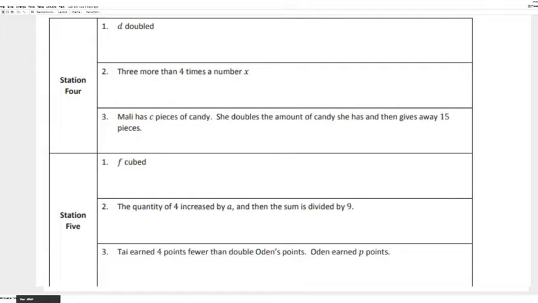All right, welcome back. Hopefully you gave these a try on your own. So here it is. It says D doubled. Of course, double means to multiply by 2. So we should just simply have 2 times D. Next, for number 2, it says 3 more than 4 times the number x. So remember, 3 more than, this is an addition, but this is going to go to the back of the problem because of the more than. So I should see 4 times x plus 3.